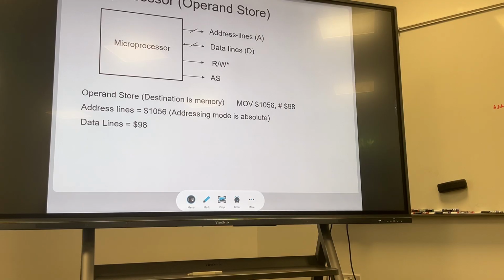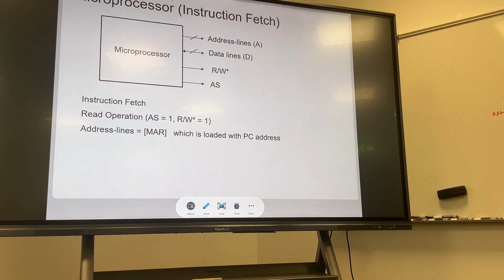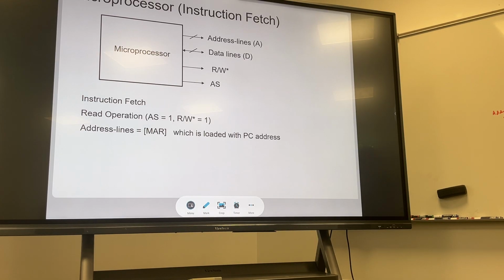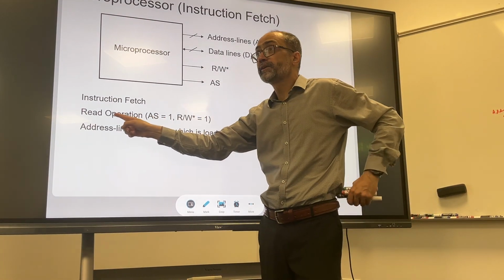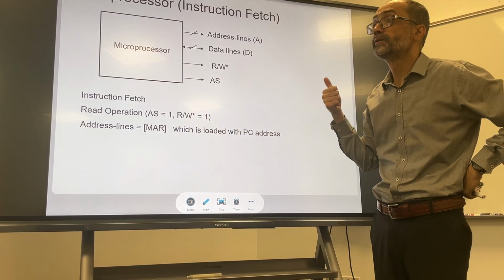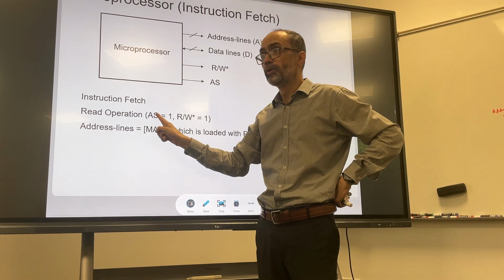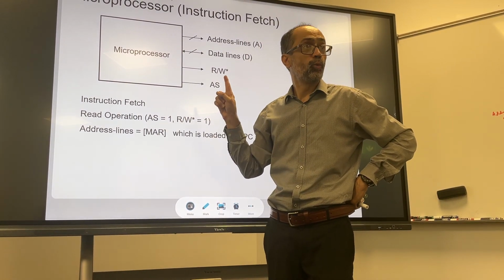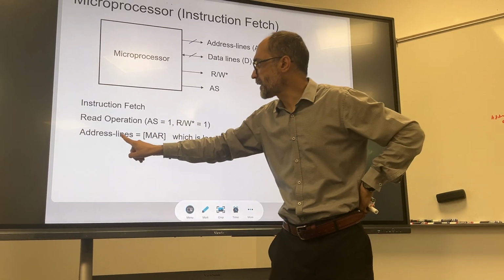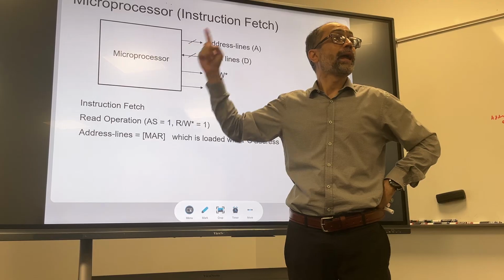And remember the instruction fetch stage. We have the fetch stage, then we have the decode stage. So now we have an address. When we are fetching the instruction, we are in the instruction fetch stage. It's a read operation. Instruction fetch is a read operation or write operation? Read operation. What will be the value of address strobe? 1. What will be the value of read write bar? 1. Address lines A will go where? MAR.